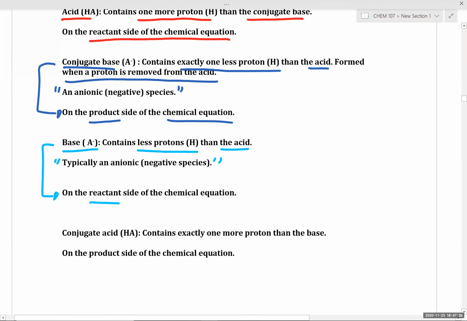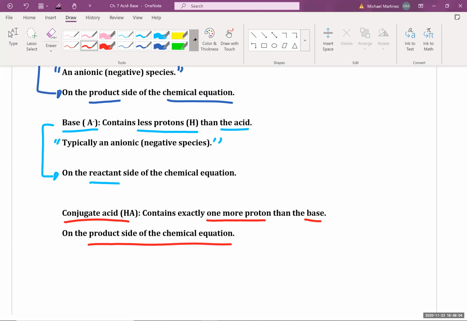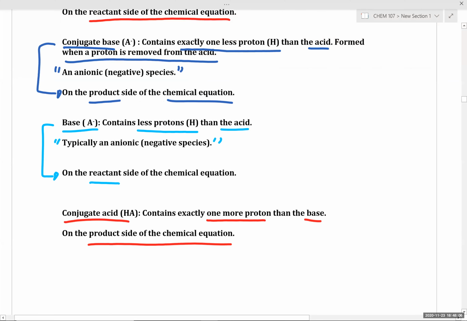Likewise, the base, when it reacts, generates the conjugate acid, which contains exactly 1 more proton than our parent base. And the conjugate acid is always on the product side of our chemical equation. Do these definitions make sense to everyone so far? Does everyone feel comfortable identifying the parent acid, parent base, conjugate acid, and conjugate base?